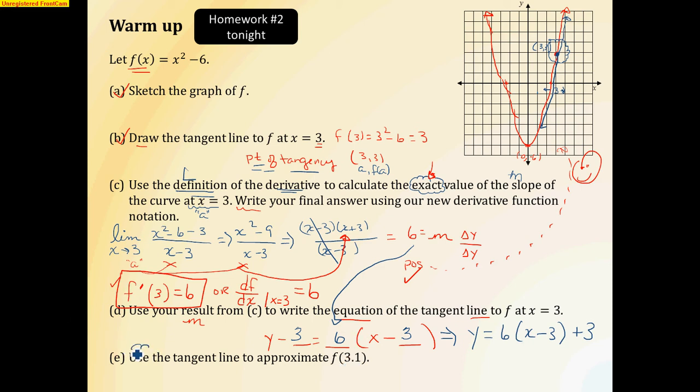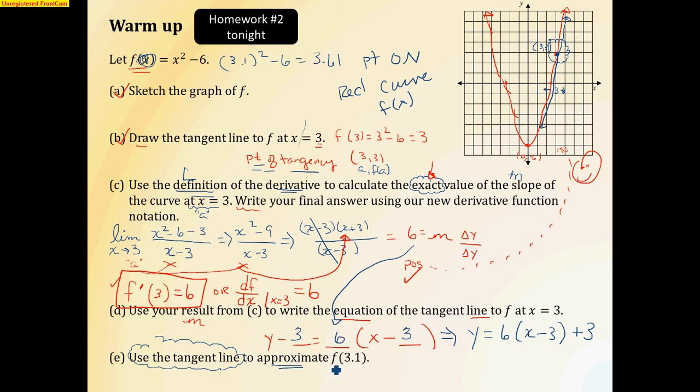Application of the derivative. Use the tangent line to approximate f of 3.1. Now, I don't actually have to approximate f of 3.1. I could plug 3.1 into here, right? 3.1 squared minus 6. Use my calculator and I'll get an answer. Let's see. I know you can't see me, but I'm using my calculator. 3.1 squared minus 6 is 3.61. This is a point on the red curve on f of x.